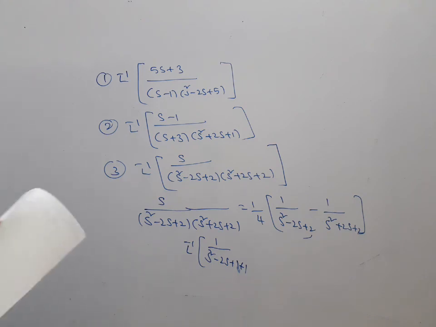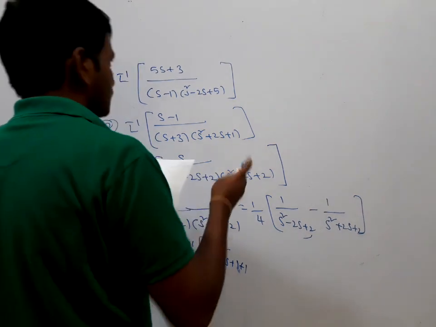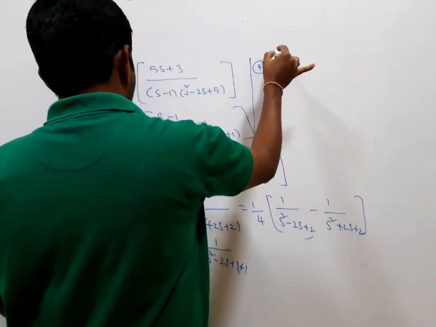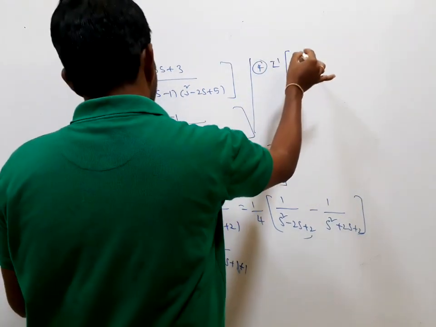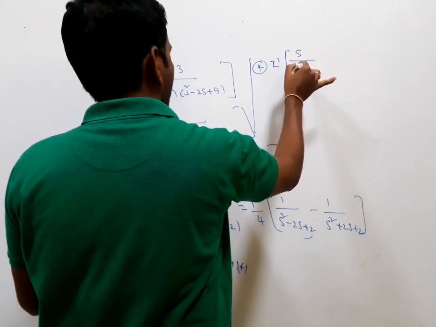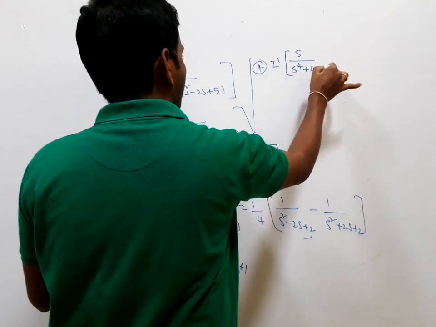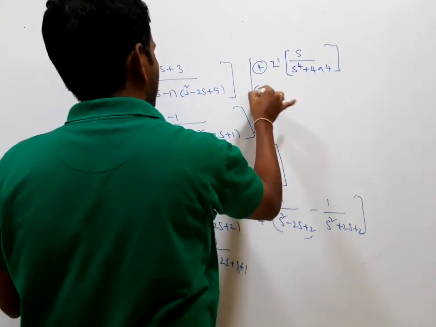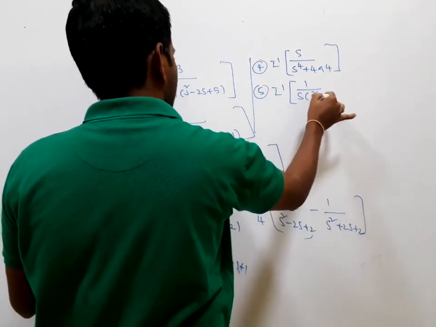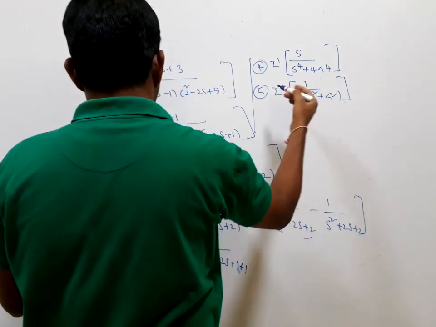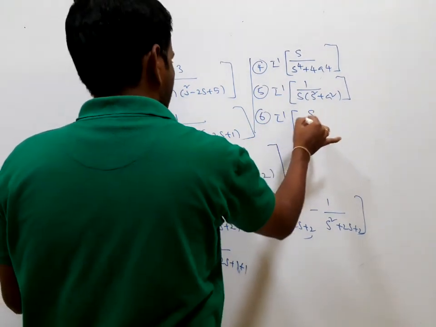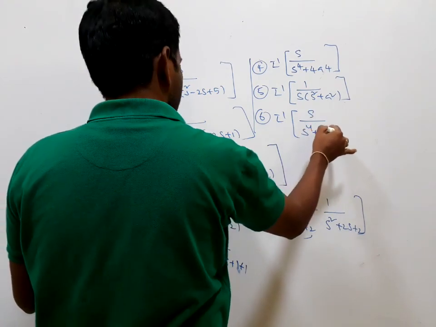Again you may try for this problem also, right? Fourth one, L inverse of s divided by s to the power of 4 plus 4a to the power of 4. L inverse of 1 by s into s square plus a square. L inverse of s by s to the power of 4 plus s square plus 1.